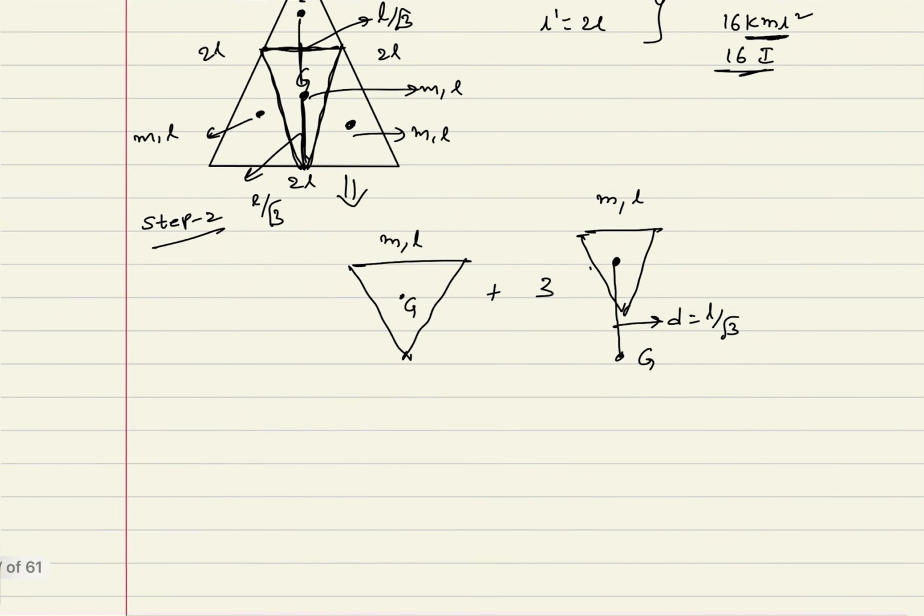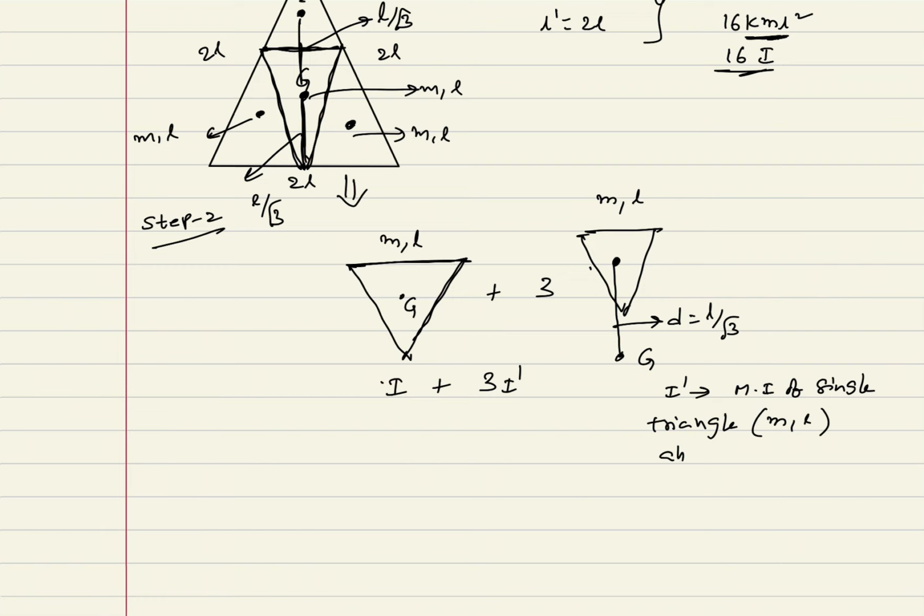Now I can write the moment of inertia about the centroid as I plus 3 into I dash. I am writing my I dash value: I dash is the moment of inertia of a single triangle having mass m, side L, about G.